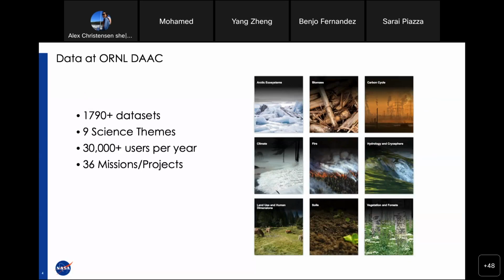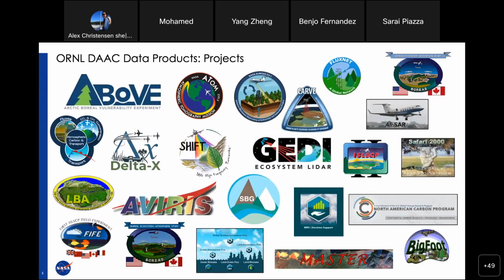So here at the DAAC, we have over 1,790 data sets, over 9 science themes, like Arctic ecosystems, fire, vegetation, soils. We have over 30,000 users per year, over 36 missions projects. This is just a snapshot of some of the projects. You see Delta X there. JEDI is pretty timely as well. Shift and Above, many people probably have worked on Above as well. We have a wide variety here at the DAAC.